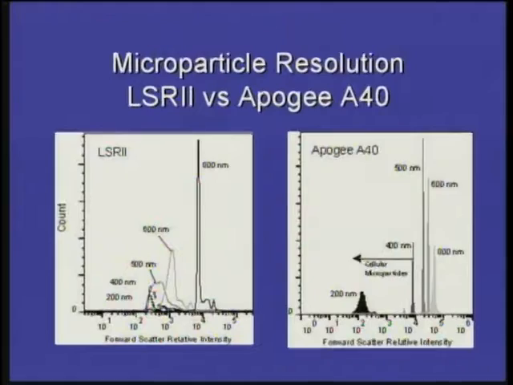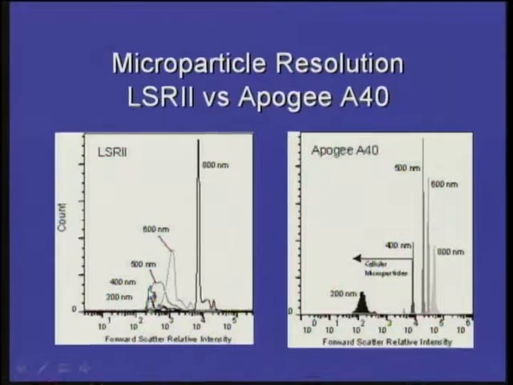So what's happening? Well, this shows you an example. What we've done here is put a series of polystyrene beads of different sizes through the Apogee and through the LSR2. If we look at the LSR2, here's an 800 nanometer bead, and you can clearly see that, and you can see 600. But then when we get down in here, this is 500, 400, and 200 nanometer beads, and basically they're all one lump.